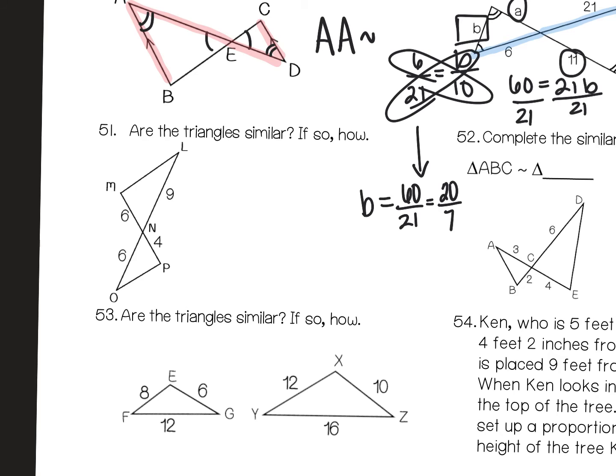For 51, I'm checking if the triangles are similar. So I'm going to start with the sides, and I'm going to match up the smallest with the smallest. So 4/6 is 2/3. The largest with the largest, 6/9 is 2/3. Since those match, that's a good sign. And then here I have some vertical angles. So these are similar by side, angle, side.